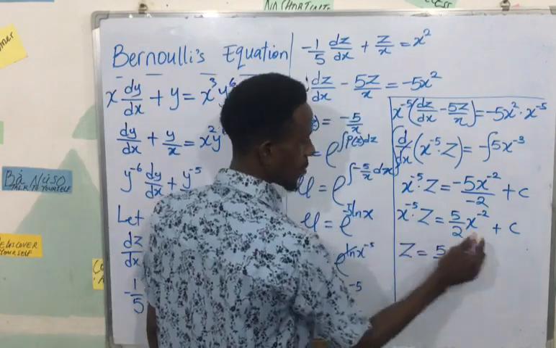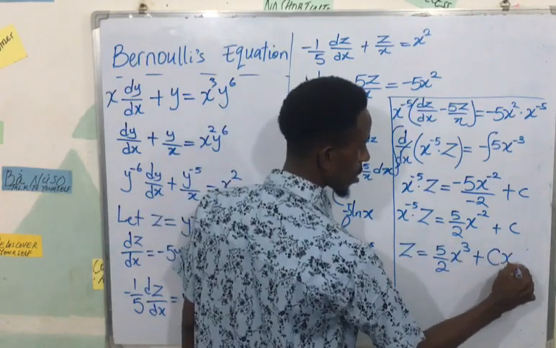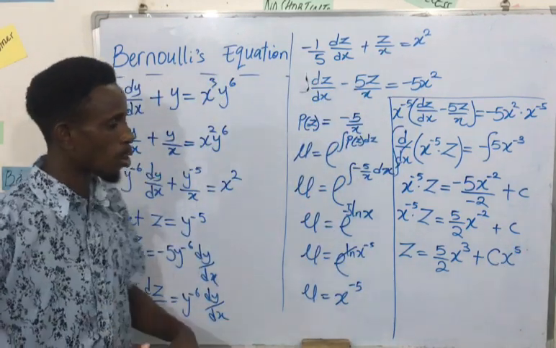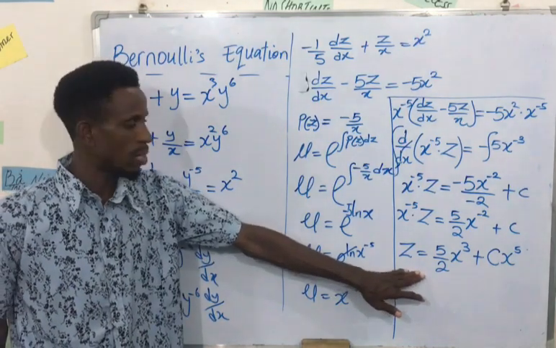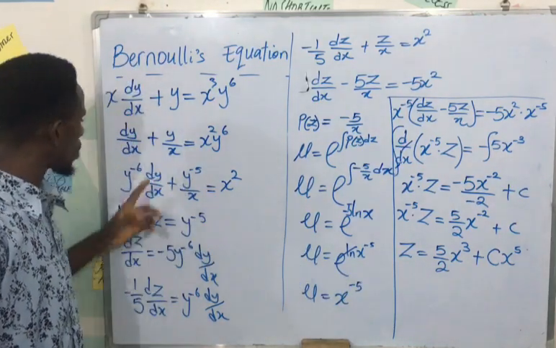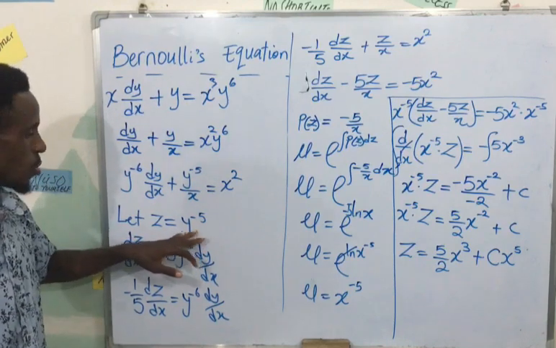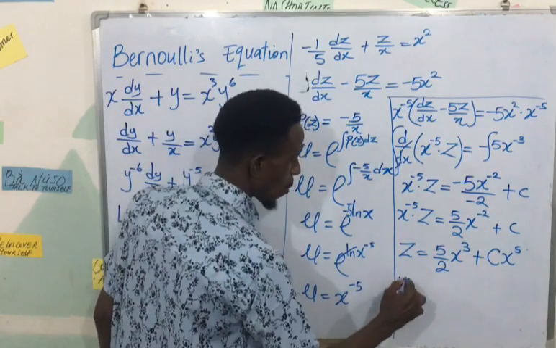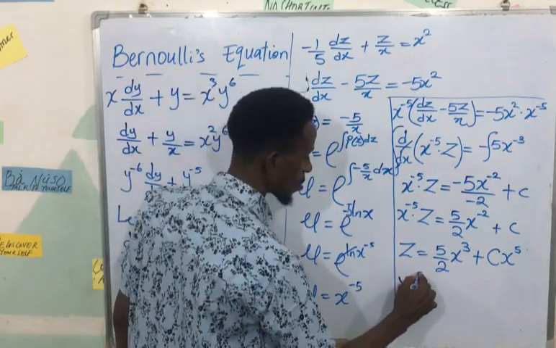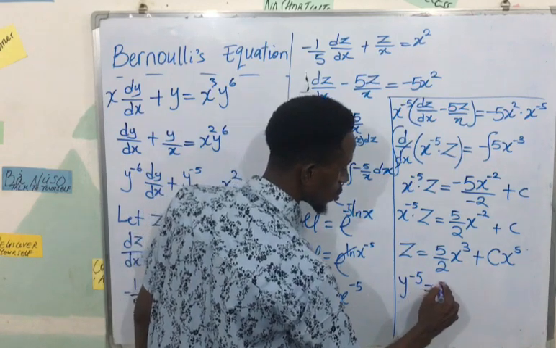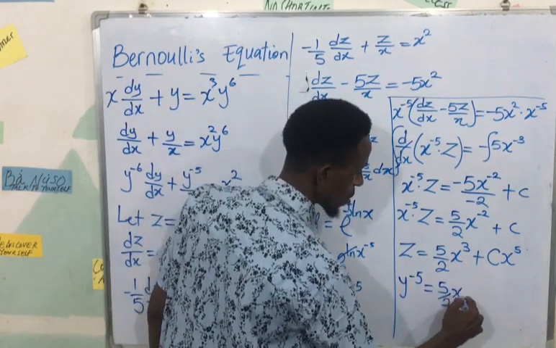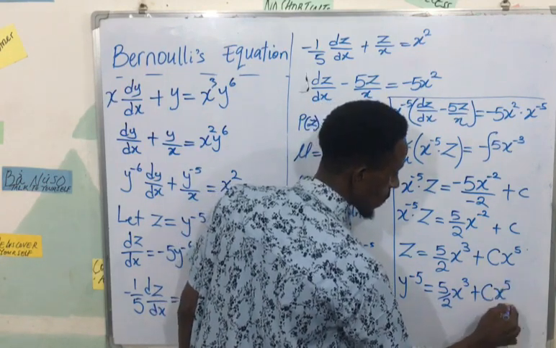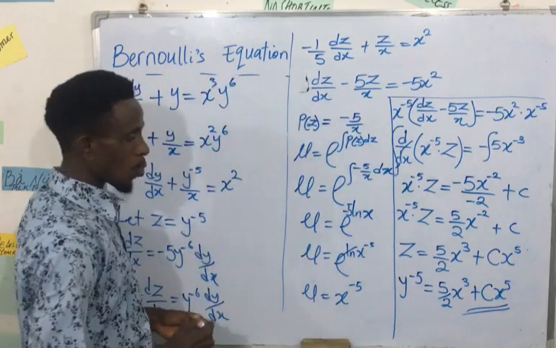So when you're multiplying by x to the power of 5, you have c x to the power of 5. That's my integrating constant. But that's not the end of it. I need you to recall something. My z, we said let z equal to y to power minus 5. So I'm putting this back into this place. So my y to power minus 5 is equal to 5 over 2 x to power 3 plus c x to power 5, and that is what you are looking for.